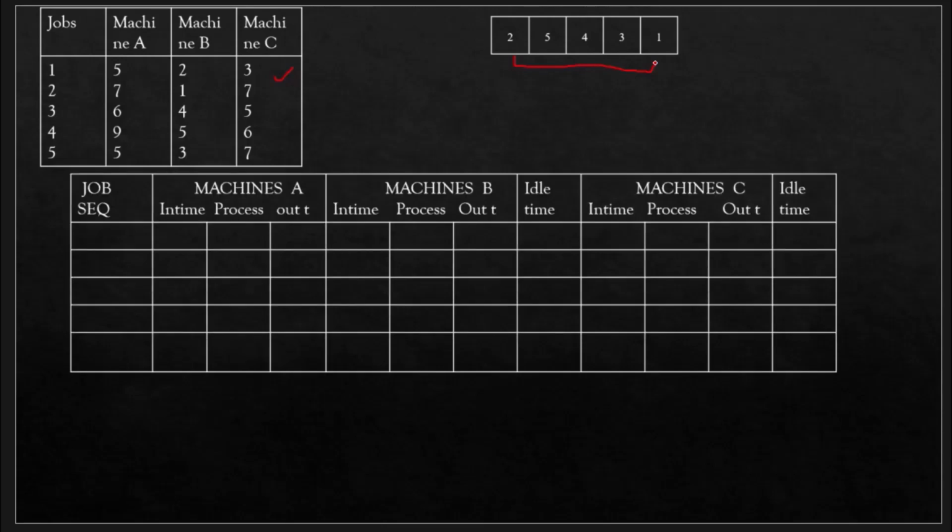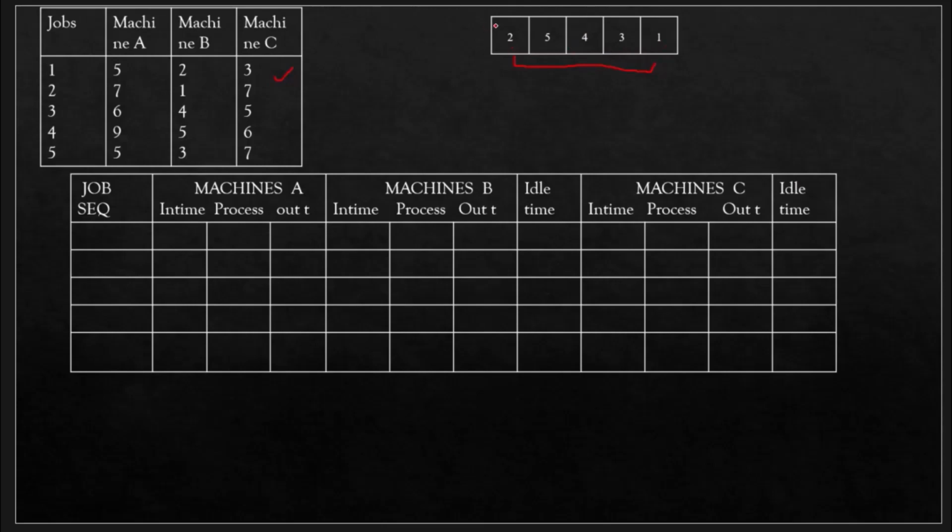The table consists of the job sequences, machine A with in time, process time, and out time, and machine B with in time, process time, and out time, and then idle time for machine B. And then machine C with in time, process time, out time, and idle time. So this is the job sequence. We'll go with the sequence 2, 5, 4, 3, 1.